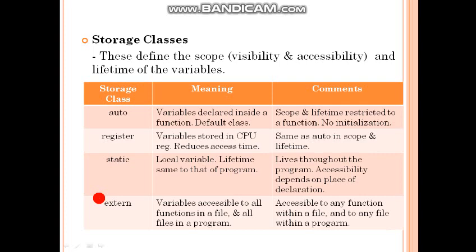In the external storage class, the variable is accessible to all the functions in a file and all files in a program. The accessibility is to any function within a file and to any file within that program. These are the four different storage classes: auto, register, static and external.